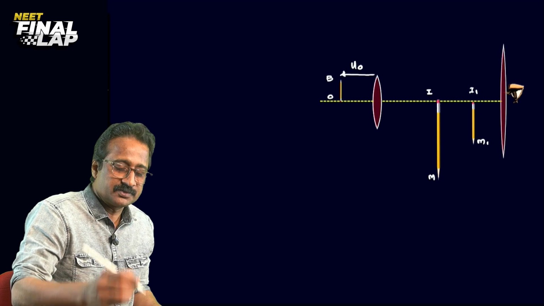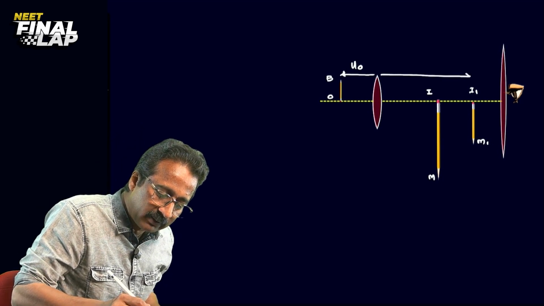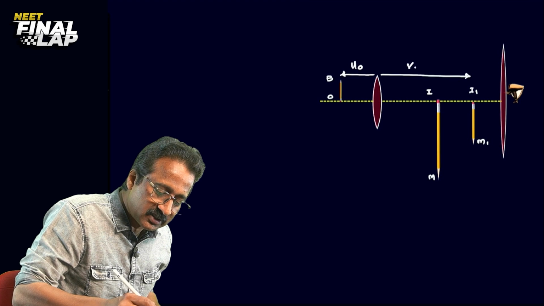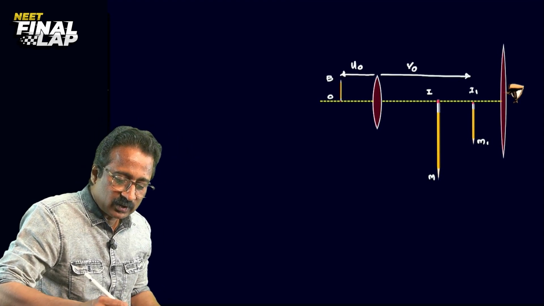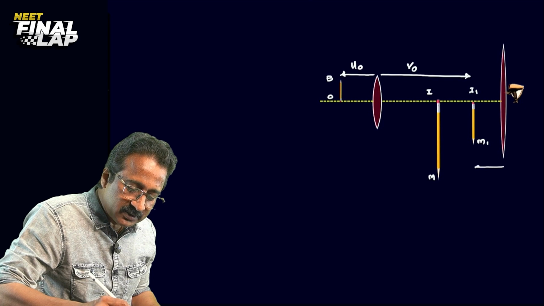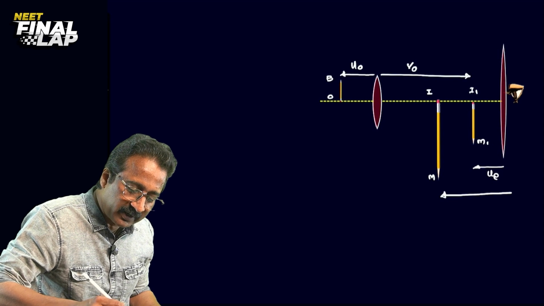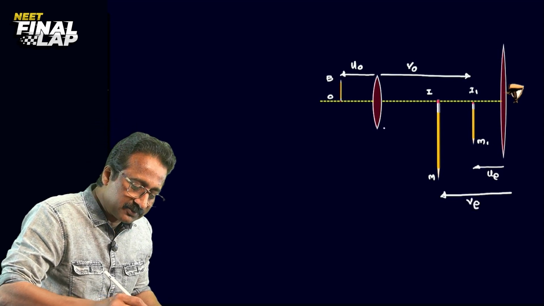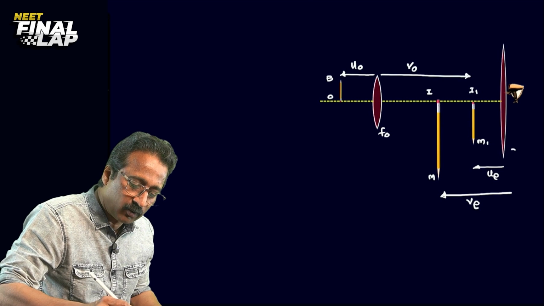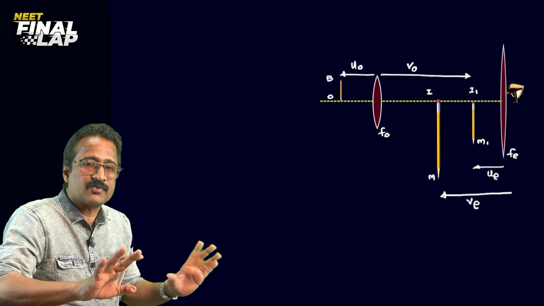O stands for objective. The first image, I1M1, produced by the objective, is formed at a distance VO. So that distance will be called VO. Now coming to the eyepiece: for the eyepiece, this is the object, so that distance will be considered UE when required, and the distance to the final image from the eyepiece is VE. The focal length of the objective will be FO if required, and FE for the eyepiece. These are the terms you must be familiar with.